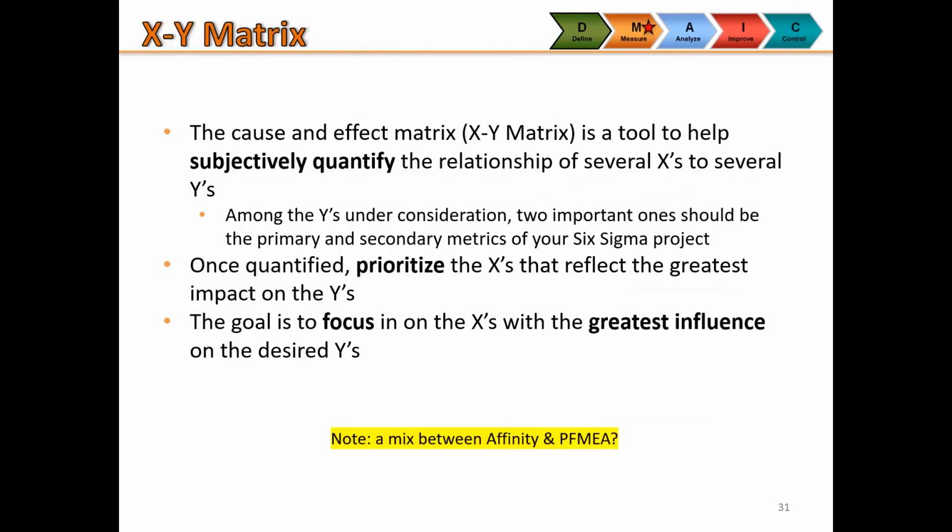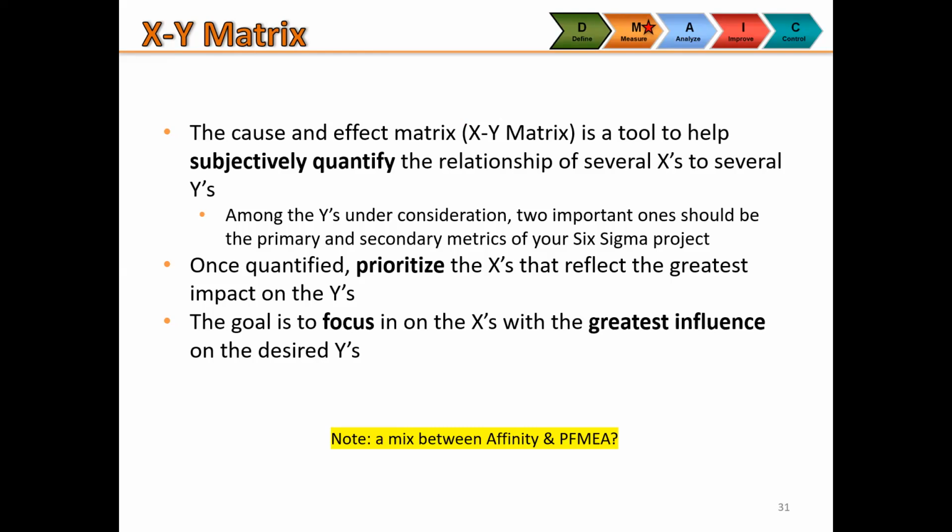And then the XY matrix. This is a cause and effect matrix. So remember, the key formula is Y is a function of a bunch of X's, right? My Y is what I want out of the process. And it's usually 3 to 5 critical X's. If I can control those X's, then I can get the Y that I want.